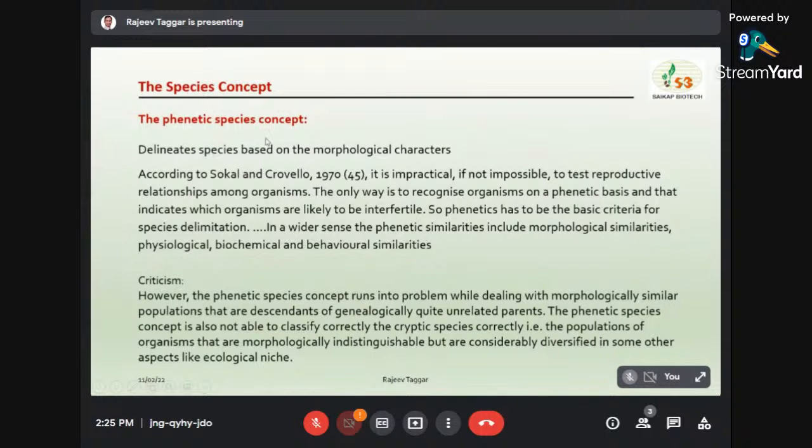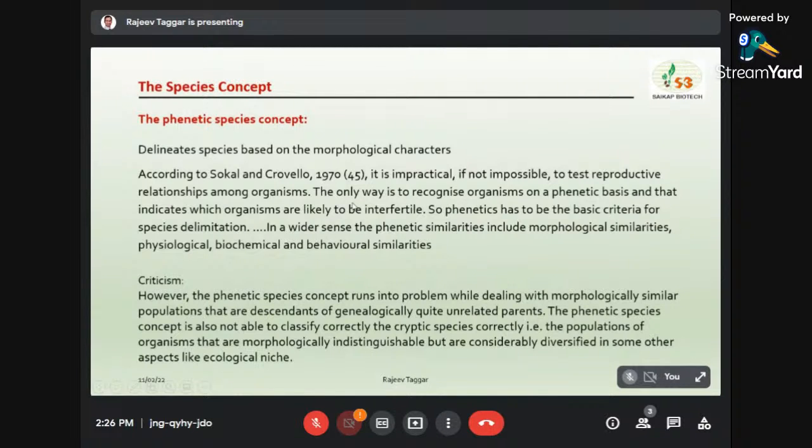Next one is the phenetic species. Phenetic means morphology: everything that looks the same, we say okay, it's the same species, and if it looks different, we say it's a different species. So that is the phenetic species concept. But there's a problem here also. There are a lot of things which look morphologically so similar, and they are totally unrelated.